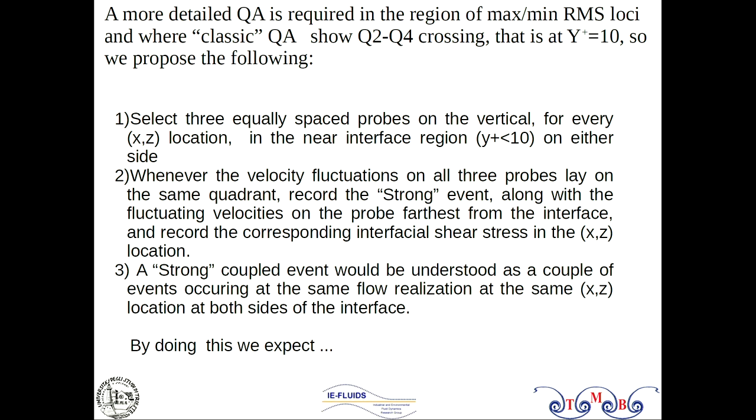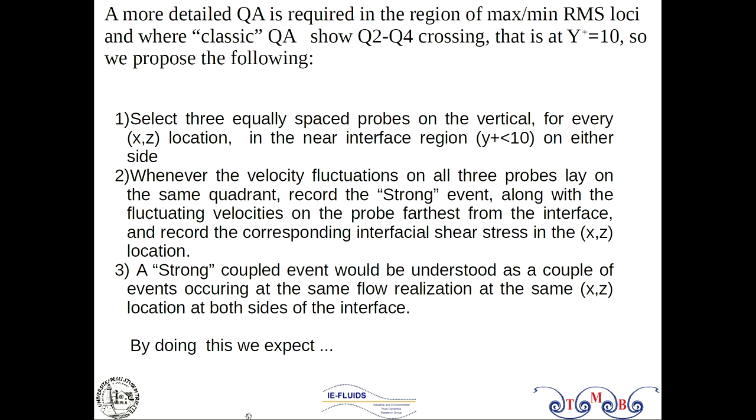with the interface fluctuating shear. So what we do is, whenever these three probes happen to be in the same quadrant, we record that strong event, and we record the velocity fluctuations at y plus equal to 10, and we also record, for the sake of analysis, the fluctuating shear stress on the interface.